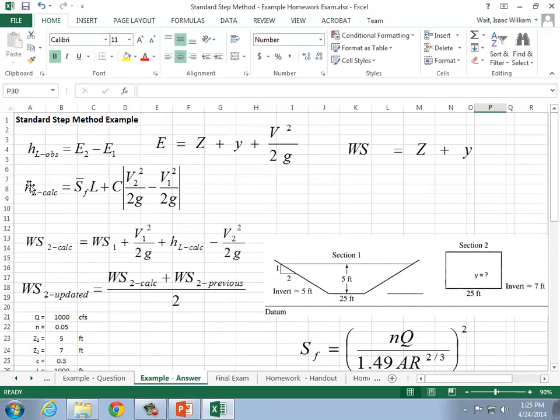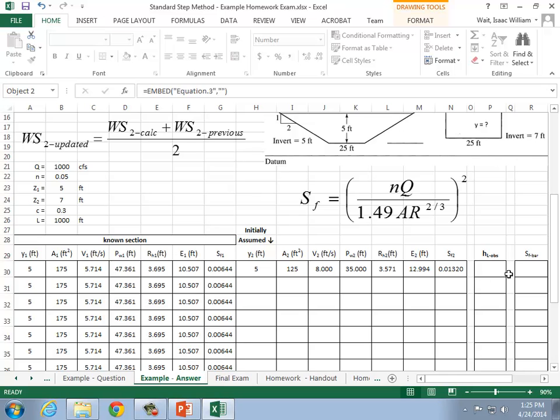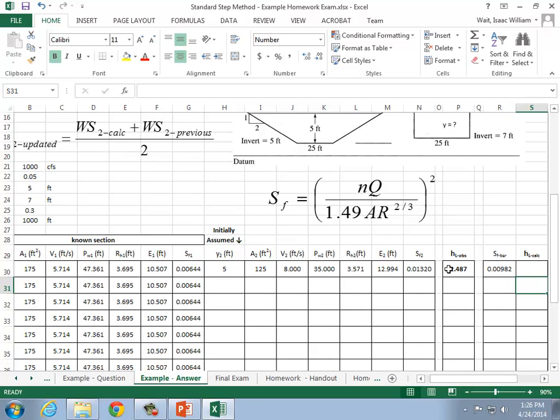Okay, the formula for observed head loss, as it's shown here at the top, is just E2 minus E1. So we have E2 minus E1, and get the observed head loss. Now S_F bar is just the average of the two energy grade line slopes that we've already calculated. So it is the slope of the energy grade line at 1 plus the slope of the energy grade line at 2, divided by 2. That gives us this S sub F bar.